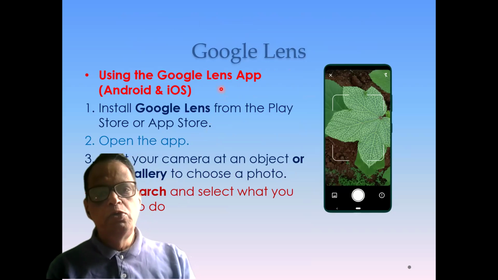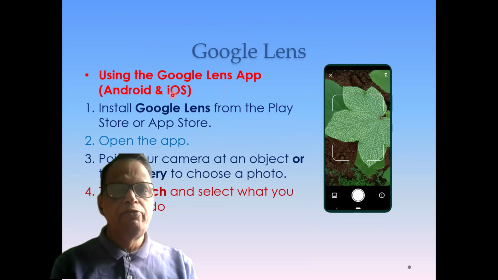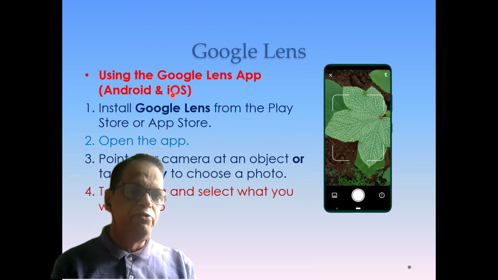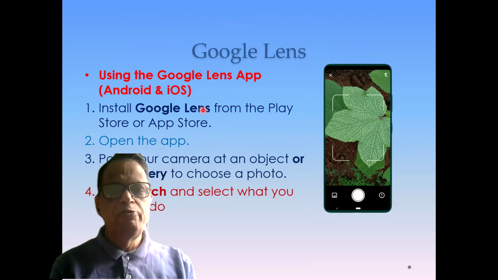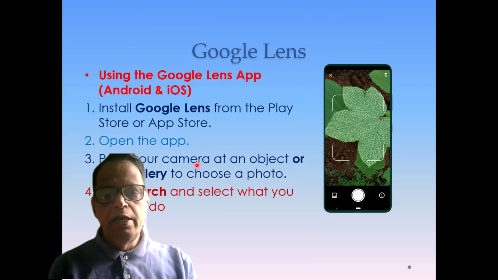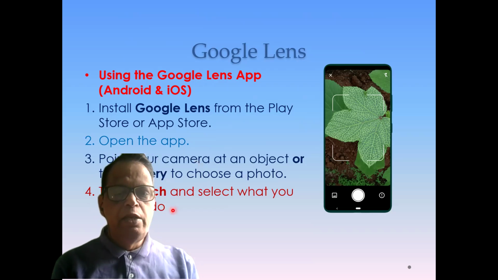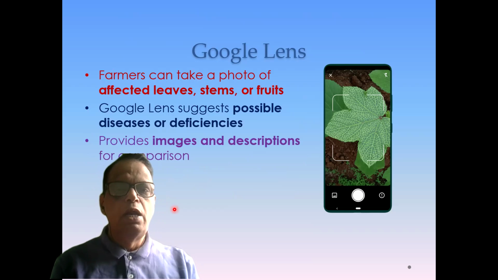So how to use Google Lens? If you have a mobile phone that is based on the Android operating system or iOS, then you have to install Google Lens from the Play Store or App Store. Then you have to open the app and point your camera at an object, or you can tap the gallery to choose a photo if you have already taken some photo of the plants. And then you can tap search and select what you want to do. So this is how you can make use of Google Lens.